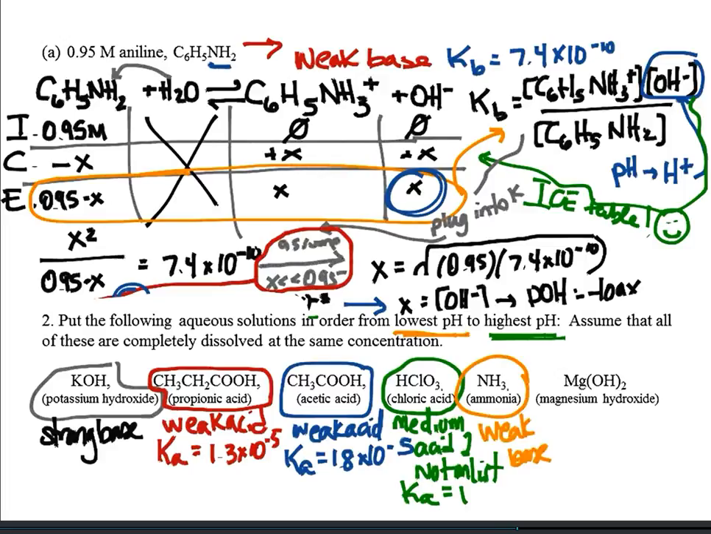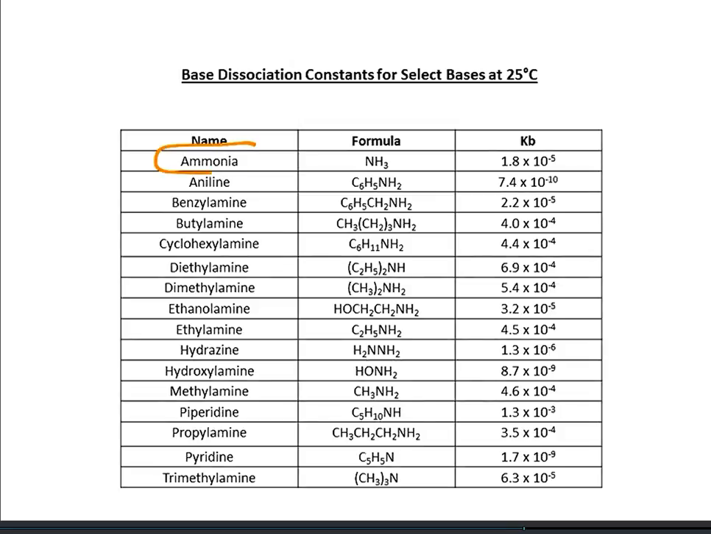Ammonia is a weak base. It has a Kb on the Kb table. At the very top, 1.8 times 10 to the minus 5.